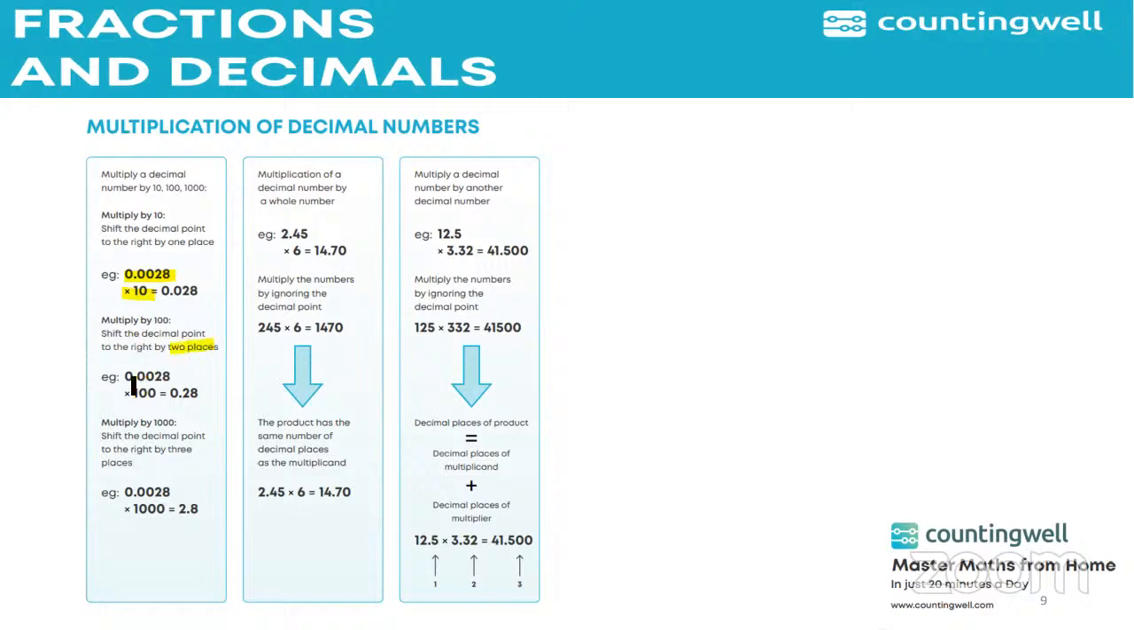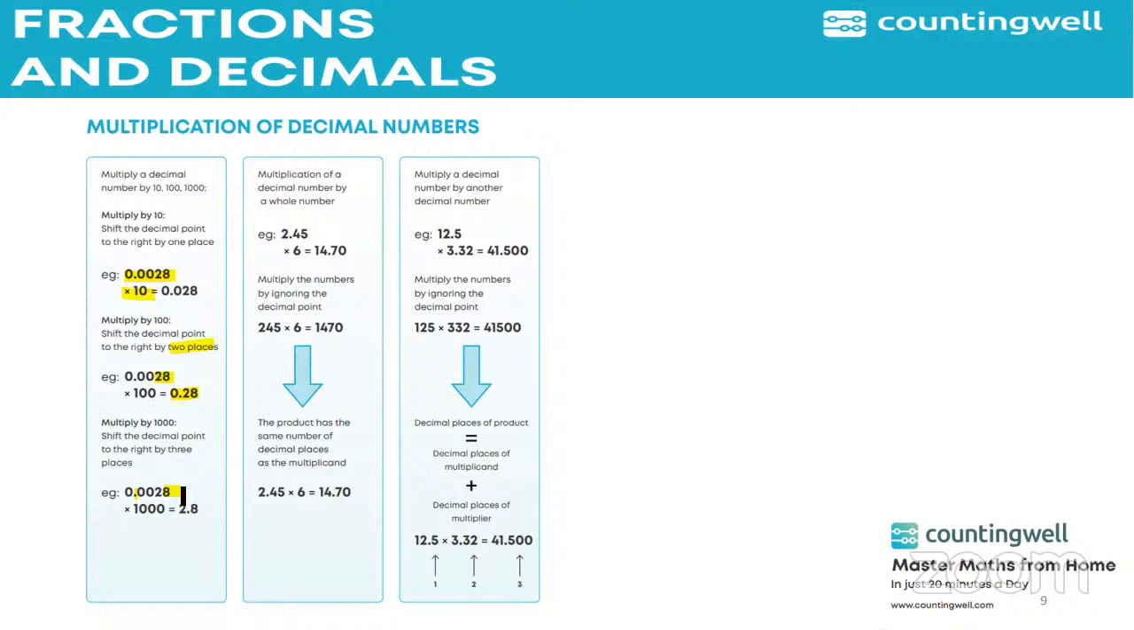While multiplying by 100, we have to shift by two places. So instead of taking the decimal point here, we will take the decimal point before 2 and 8. So we have 0.28. To multiply by 1000, we have to shift the decimal point to the right by three places. So since the decimal point is here, shifting three places, you will get the decimal point after the number 8 from the right side.